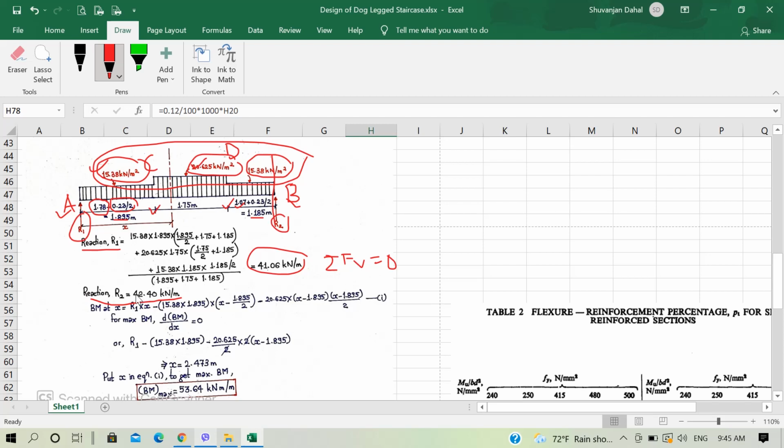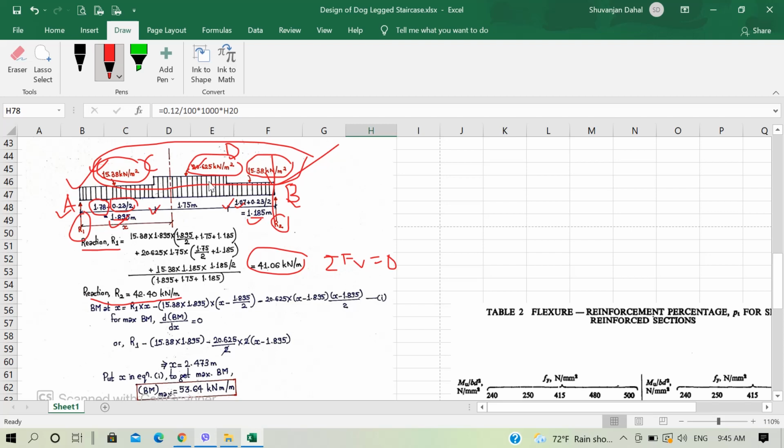That is, the reaction at R2 is a little bit greater than reaction at R1. Remember that if our slab had equal width in both this initial landing slab and the mid landing slab, if the width of our slab was the same, then these reactions would also come out to be the same. But since our width is different here, 1.895 and 1.185, then the reaction at R2 is greater than reaction at R1.